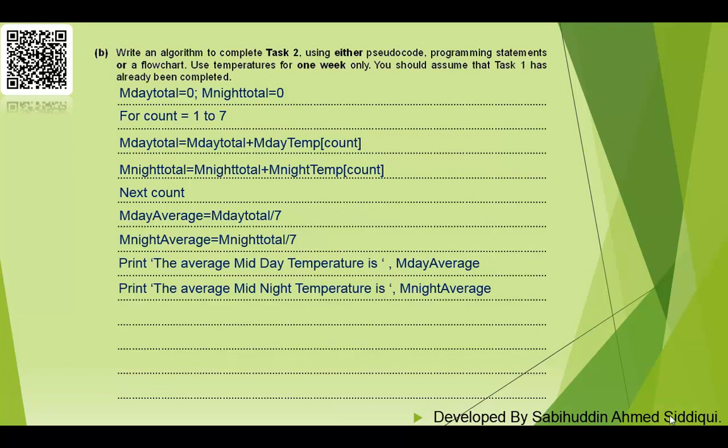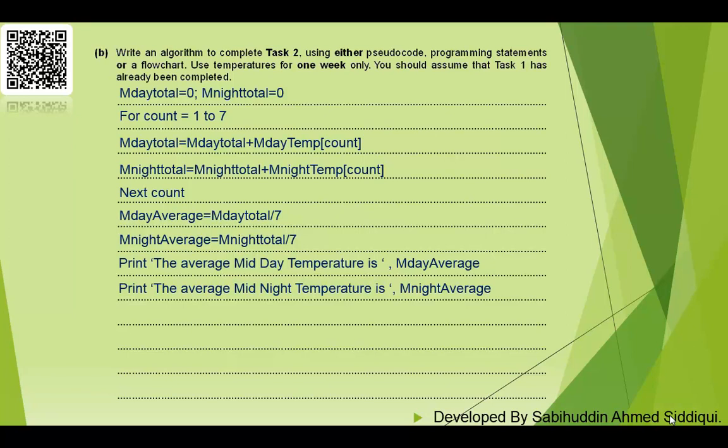Now here you are required to write an algorithm to complete task 2. In task 2 you have to write the algorithm, which is of 4 marks to 6 marks. Here you are required to write an algorithm which is of 5 marks, right? So you have to write the algorithm or pseudocode. Basically this is a pseudocode.